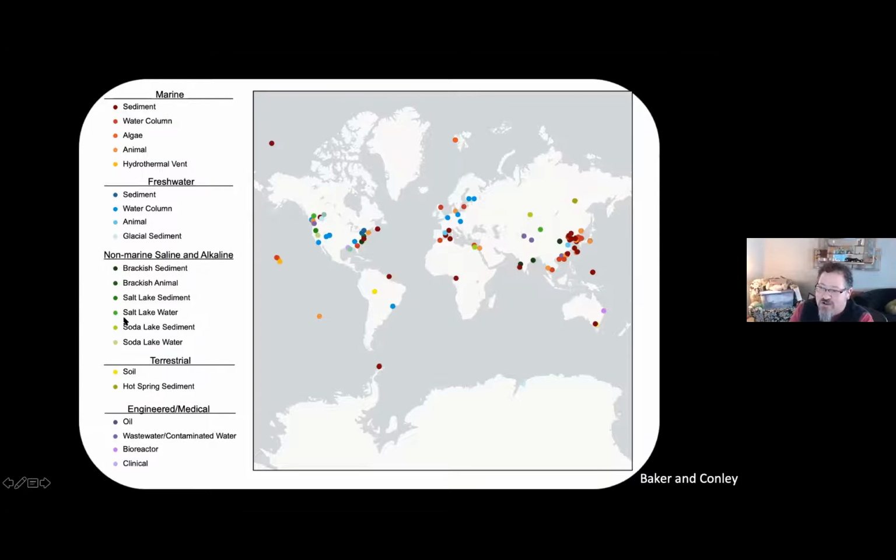non-marine saline and alkaline places, so brackish and salt lakes and soda lakes. And then we have this category, I like this one, engineered and medical, so oil, wastewater, bioreactors. So those would be enriched in, say, a microbial fuel cell or even some clinical isolates too. But you can see they're all over the place. So there's not necessarily a rhyme or reason for why a microbe, based on its location, might have this capacity. But I think it's interesting to start looking at.